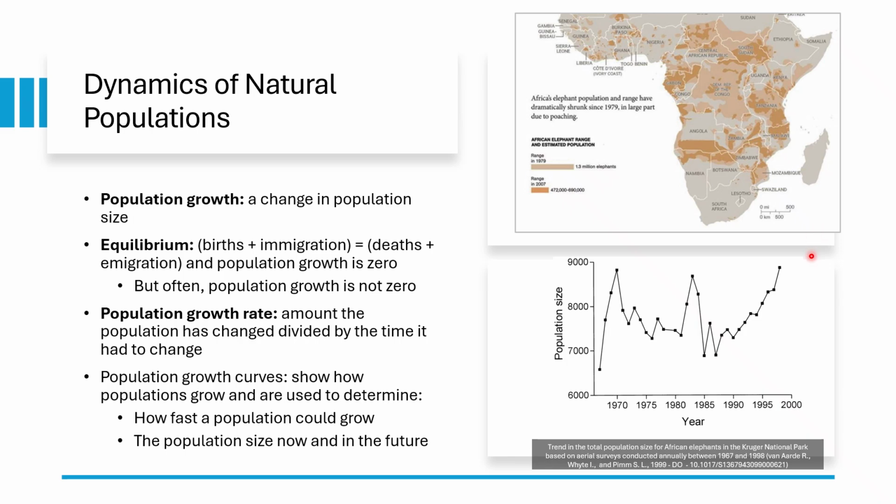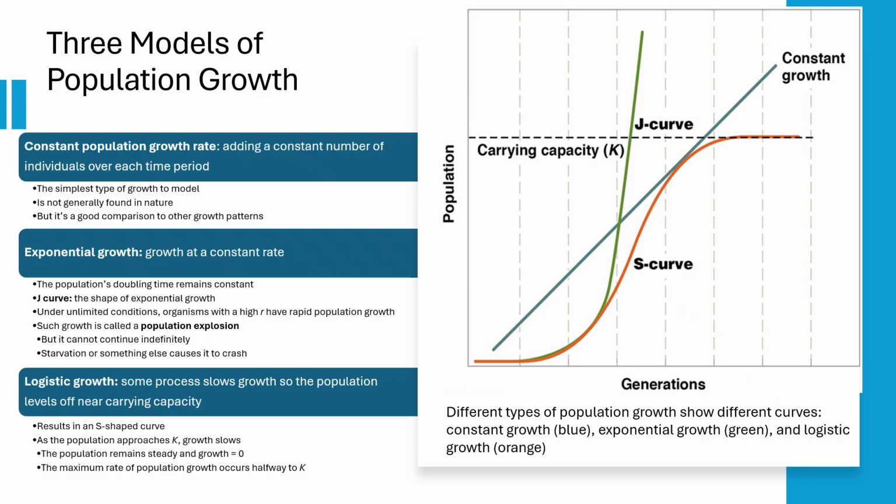So when you want to describe how a population grows, you use what we call the population growth rate. You divide the change in the population by the amount of time that it took for the change to happen. Those types of graphs, curves or line graphs show how a population grows, and they're used to determine how a population could grow, how fast it could grow, and what the population might look like in the future.